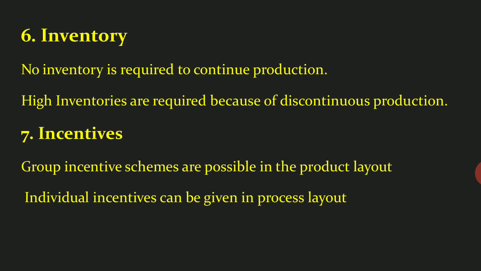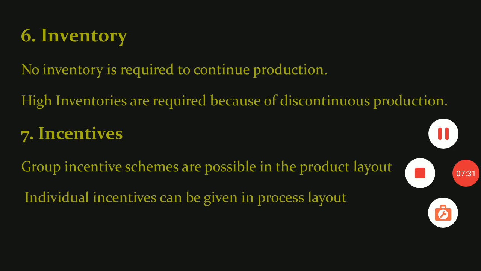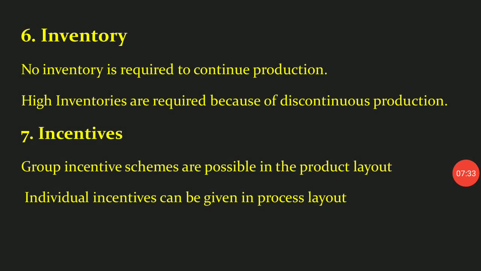Next point of difference is inventory. As far as the product layout is concerned, the inventory that we may be using may not be that much. That means you don't require a lot of inventory to continue the production, right? Whereas high inventories are required for the process layout because there is total discontinuation of the production. At a time only the spraying work is being taken up, in another section only the assembly work may be taken up. So there are continuous intervals and discontinuation of the work. In that sense, you require more inventories as compared to product layout.